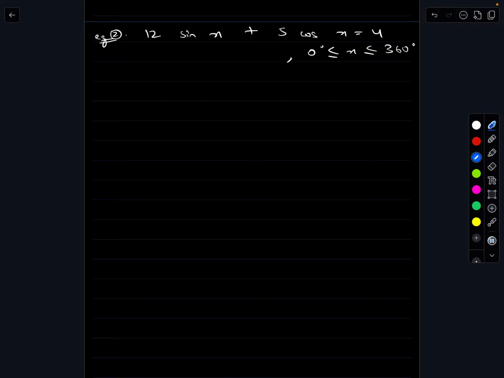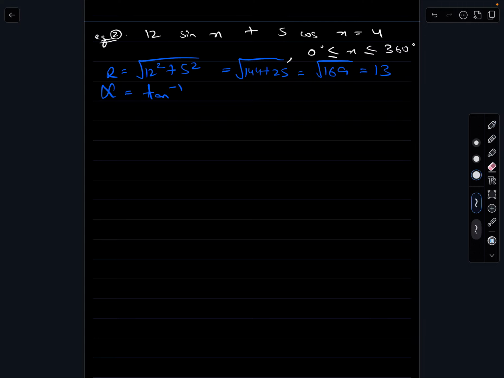Then moving on, example 2. First of all, let's find our a square plus b square. This is going to be 144 plus 25 and root of 169, which is 13. Then finding alpha, I have tan inverse of b over a, which is 5 over 12. This is going to be 22.6 degrees.